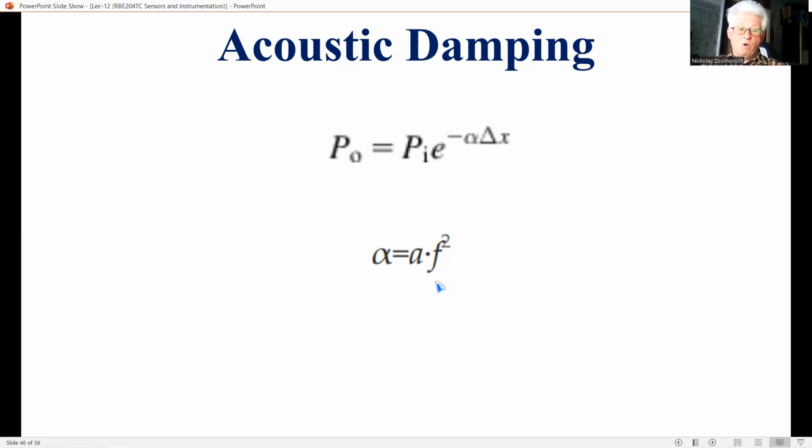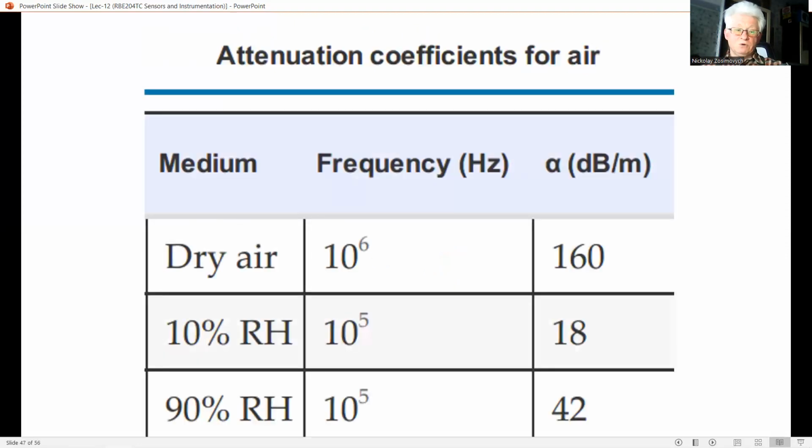Acoustic damping also depends on gas composition. For air, it means that acoustic attenuation is affected by air humidity. And this table shows some values of damping in dry and humid air.